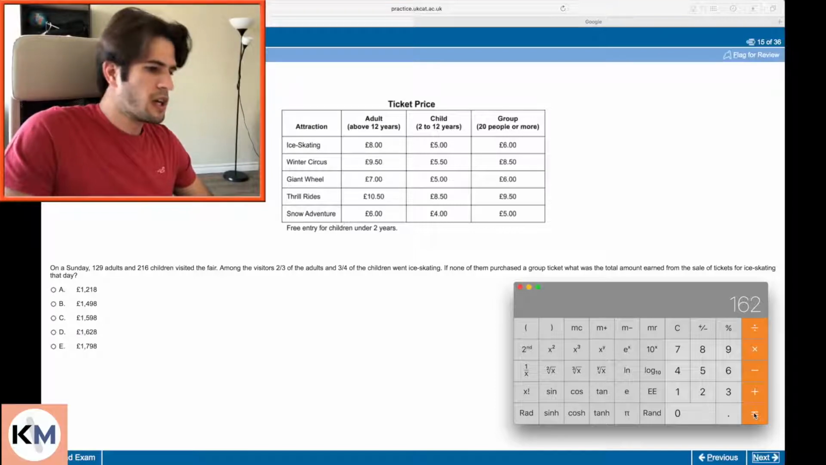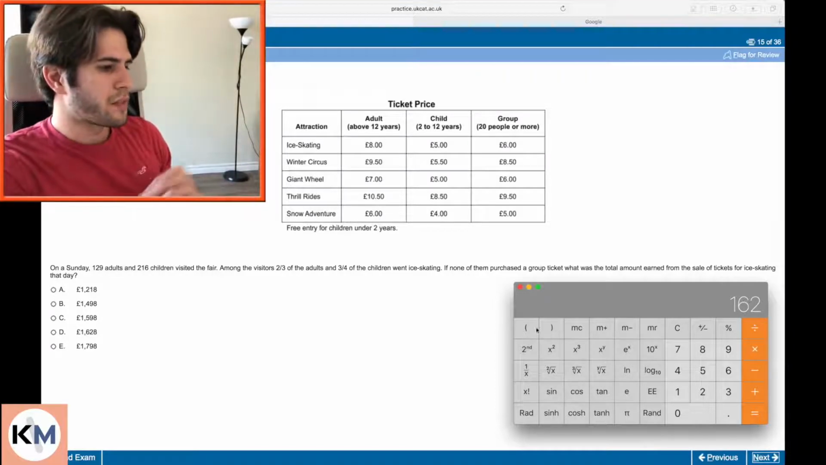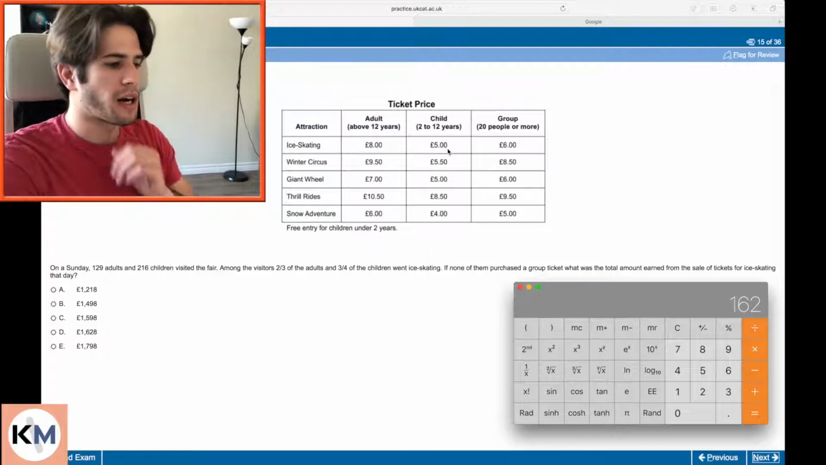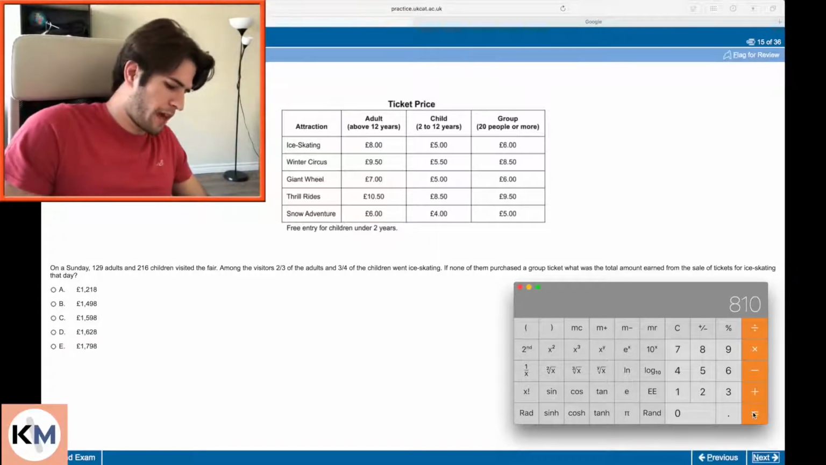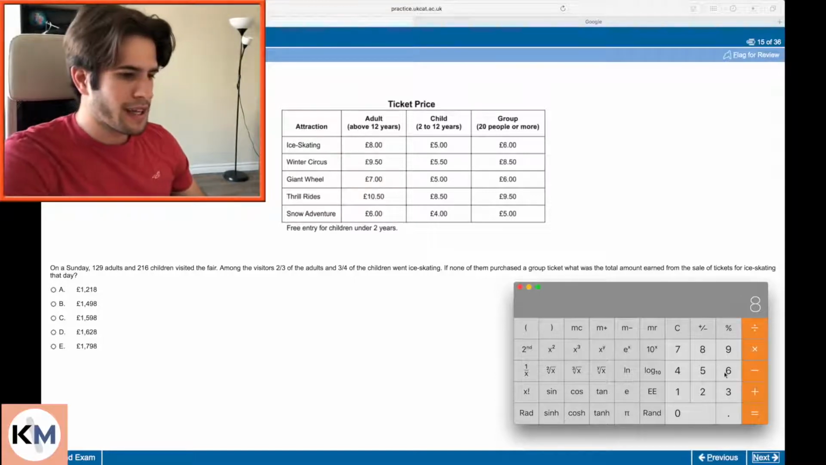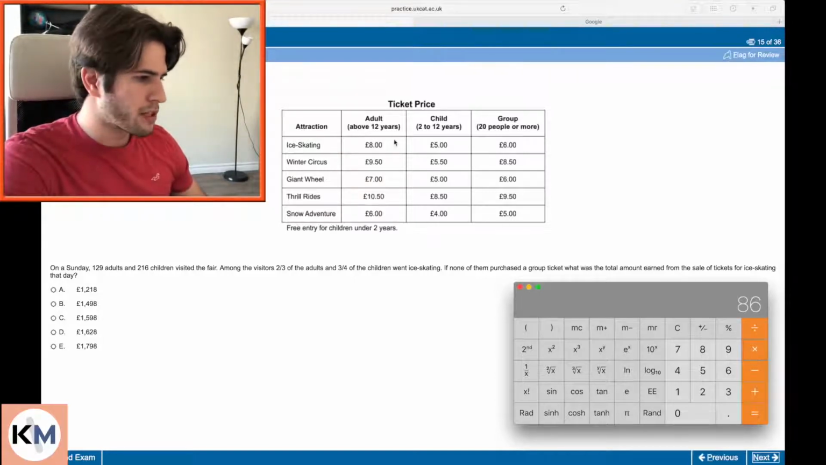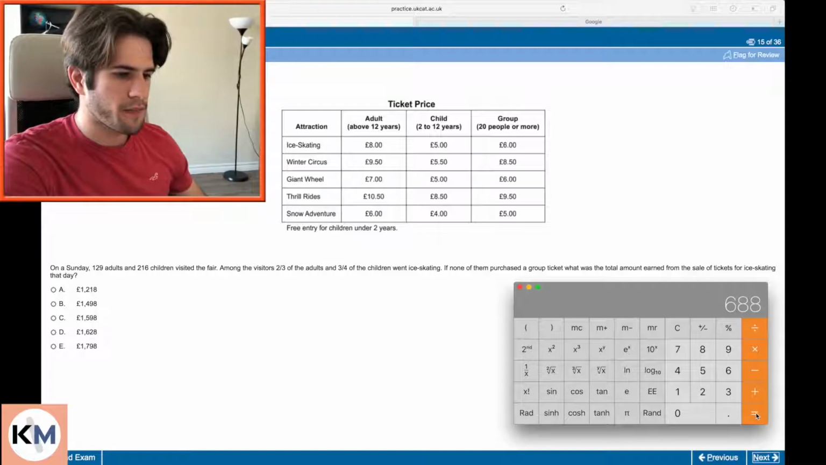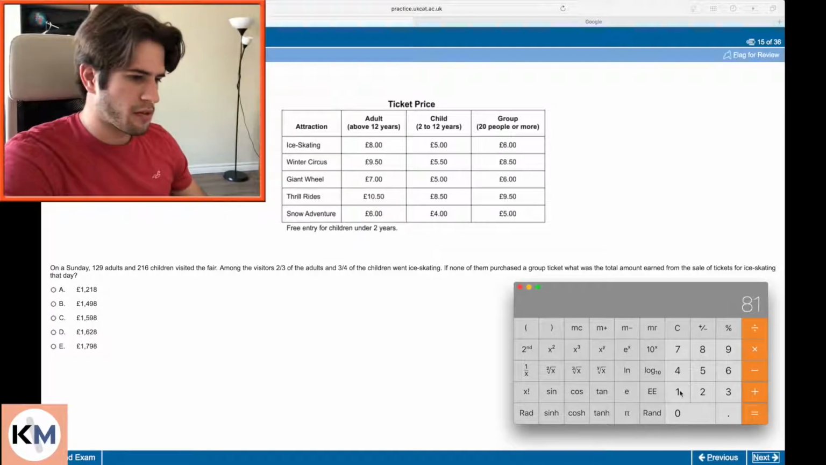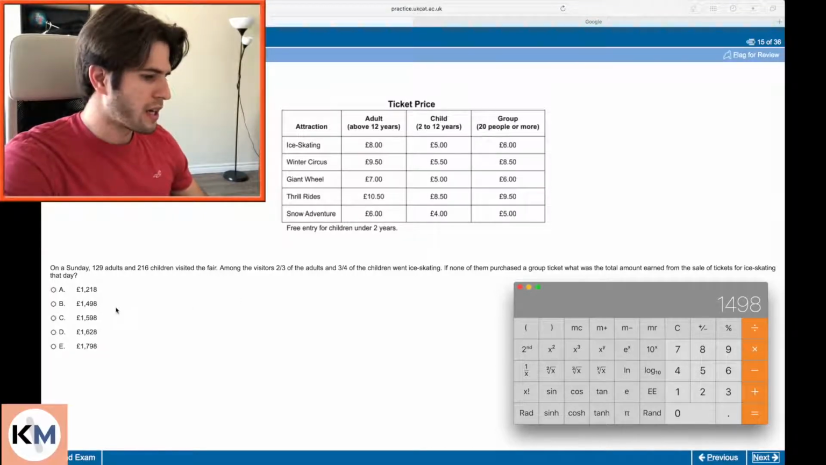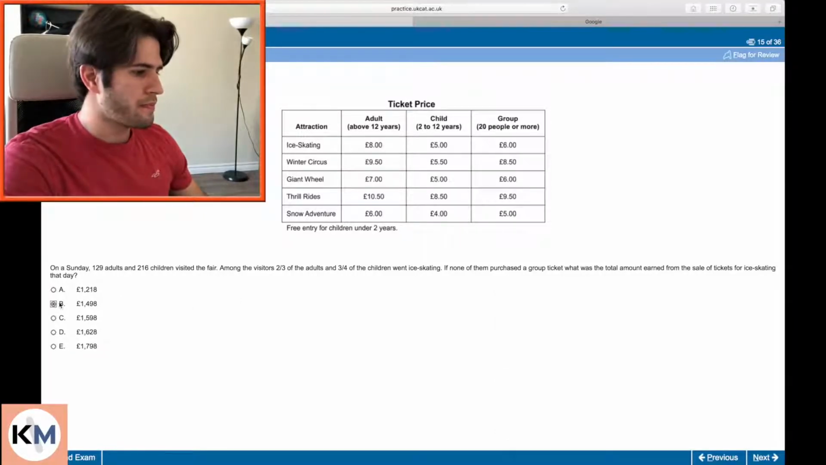So that's 162. So I know that 162 children at the price of £5 when ice skating. So 162 times 5 equals 810. And 86 adults times the adult price for ice skating, which is 8, is 688. So 688 plus 810 that I calculated from before gives me an answer of 1498, which is answer B.